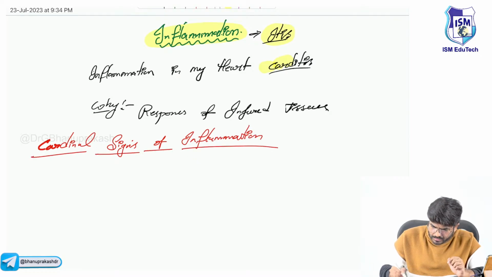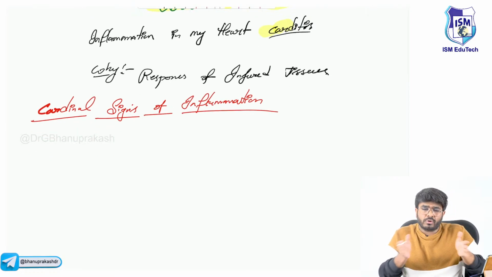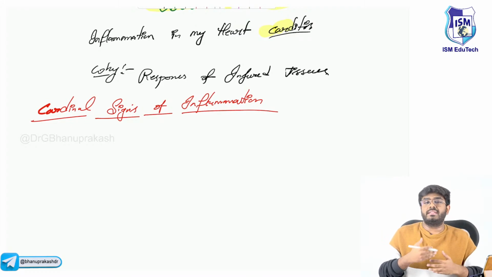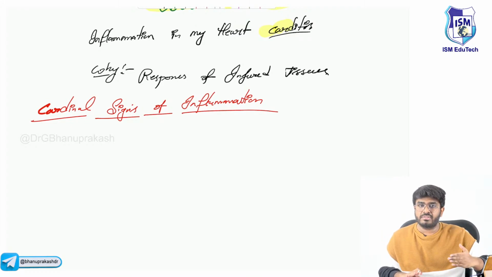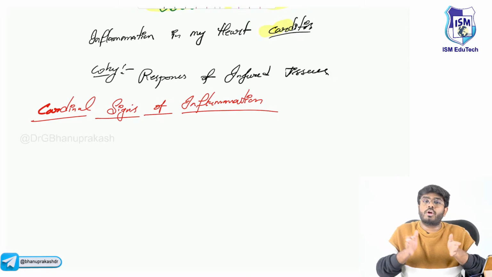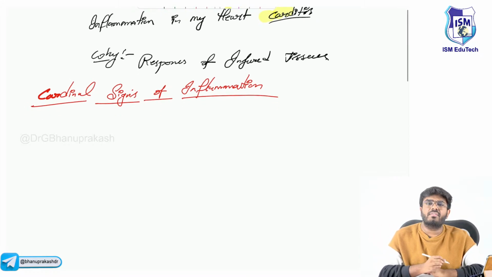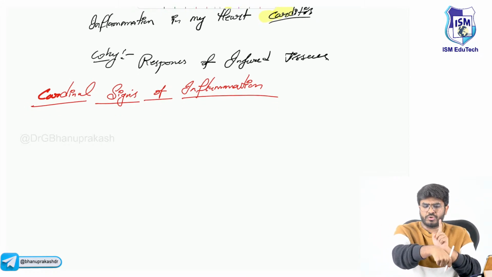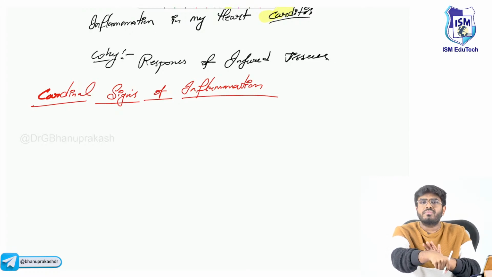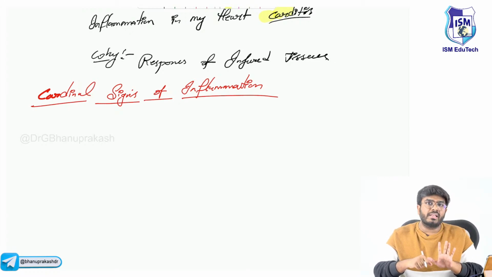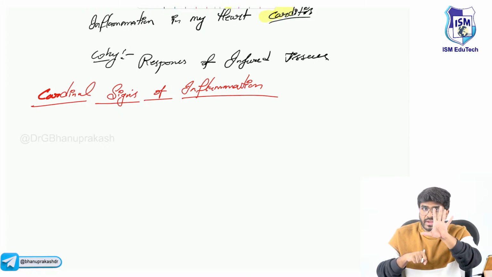Now, come on quickly. This should be high yielding. This should not be a slow, gradual thing. This chapter should be high yielding. Very fast we have to complete it, and all the important topics we have to complete. So what are the cardinal signs of inflammation? Imagine there is some tissue injury over here. Whenever there is injury, this injured tissue will show inflammation. There are 5 cardinal signs in the area of inflammation.